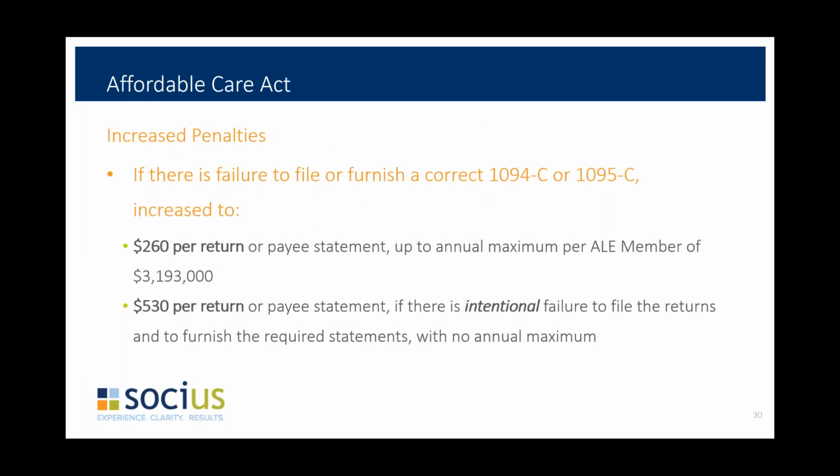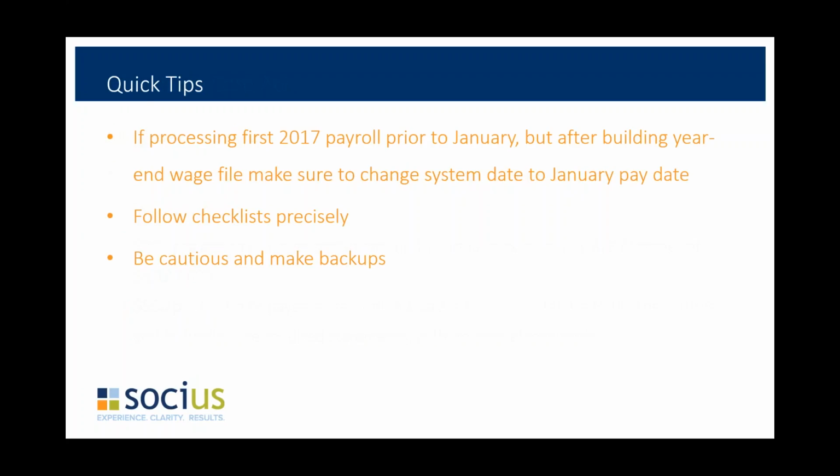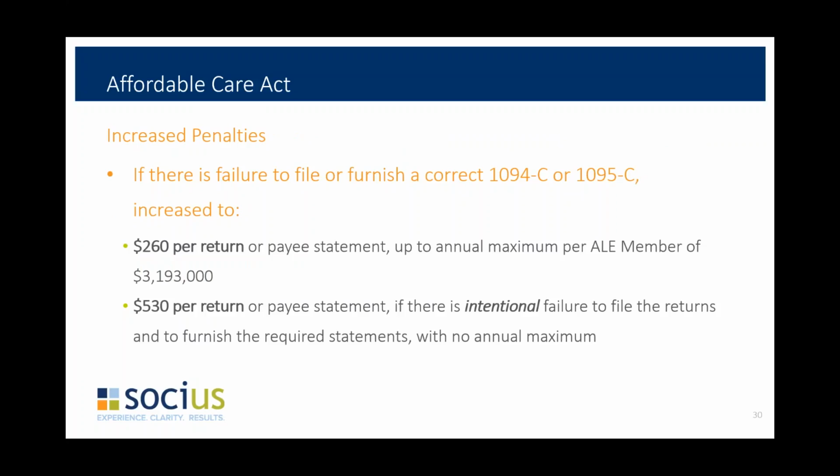Also, penalties have been increased. So if there's a failure to file or furnish a correct 1094-C or 1095-C, it's been increased to $260 per return or pay statement, up to a maximum per ALE member of $3,193,000, and $530 per return or pay statement if there is an intentional failure to file a return. So you got to keep that in mind. So they're kind of tightening the grip and forcing businesses to really follow the rules now.